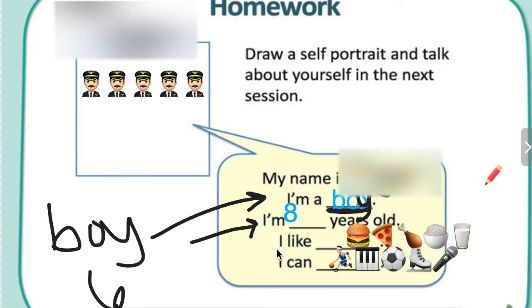Now the last two, it's I like and I can. I didn't give him any examples for this. I just said, okay, Tiger, what do you like? And then he put the emojis, hamburger, pizza, chicken, rice, milk. And then I said, okay, Tiger, what can you do? I can, and then he put play basketball. I didn't give him any examples for those, so that's you do. So that's how you do I do, we do, you do.